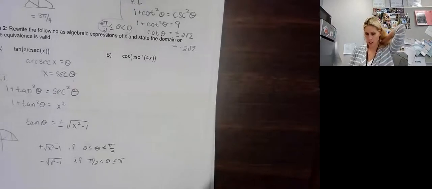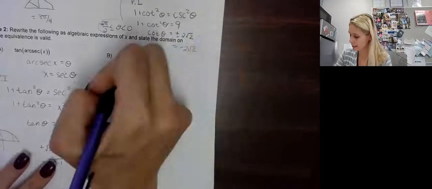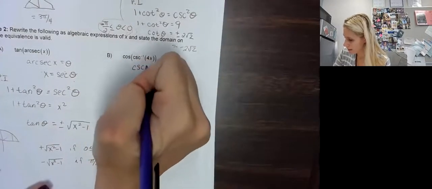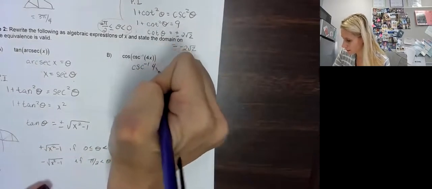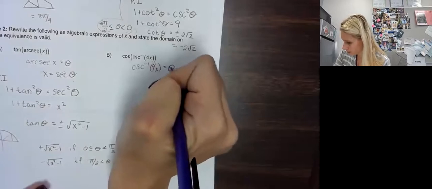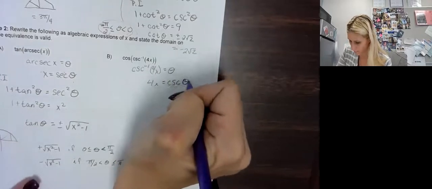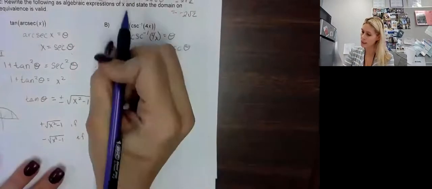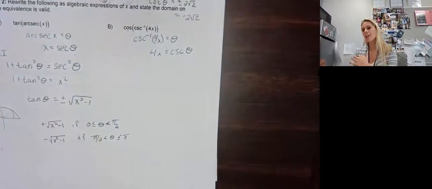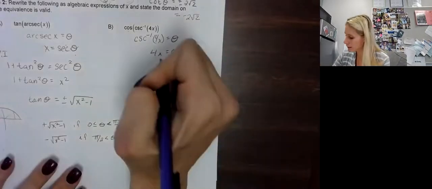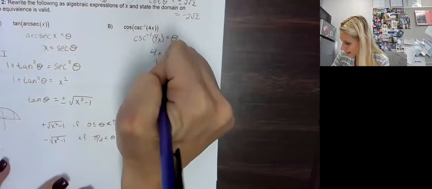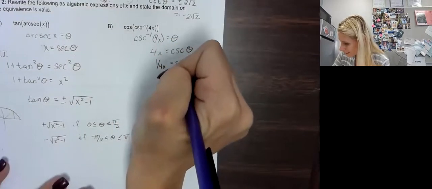All right, let's check our B here. Let's look and set this equal. So cosecant inverse of 4x equals theta. So 4x equals cosecant of theta. Because I'm dealing with cosine, I don't want to deal with cosecant and cosine. There's nothing there that I can use an identity for going from one to the other. But I can change cosecant into the reciprocal and say, hey, this is 1 over 4x equals sine of theta.